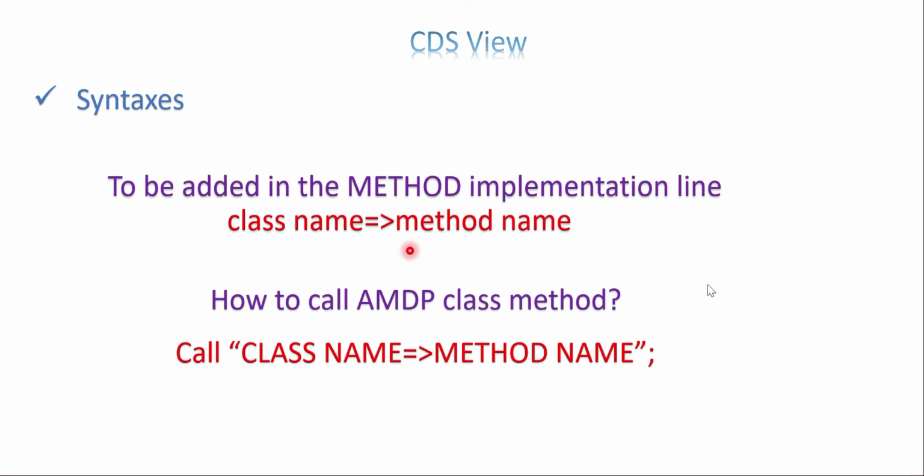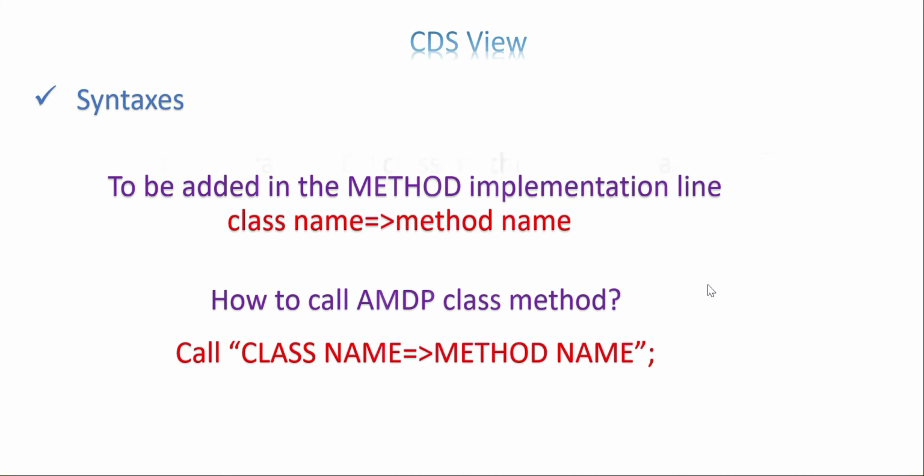Just class name, double arrow, method name. But here it should be capital letter only. So call the class name, double equal arrow, and method name, close the double quotes, and end of the statement. Okay, so this is a way to call a method considering this method doesn't have any parameters.